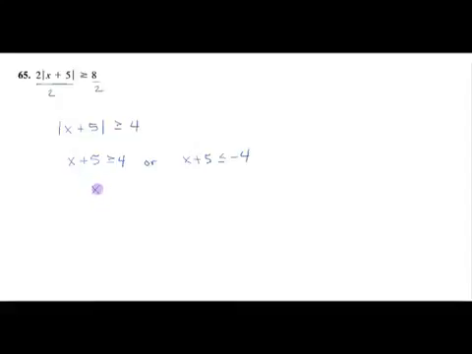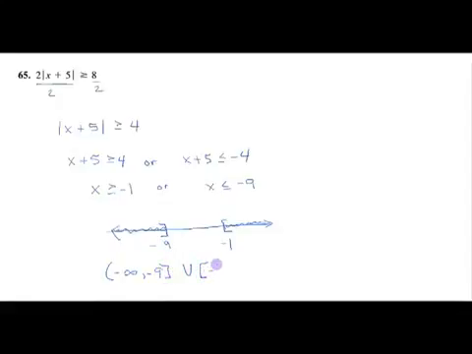Now I solve these individual inequalities. X is greater than or equal to negative 1, or x is less than or equal to negative 9. I get my graph. I know that x is greater than negative 1, less than negative 9, and I have the equal to, so I'll have square brackets. And the solution then is negative infinity to negative 9 union negative 1 to infinity.